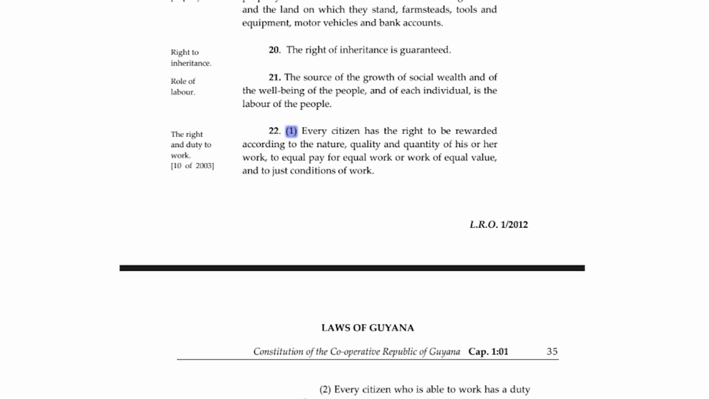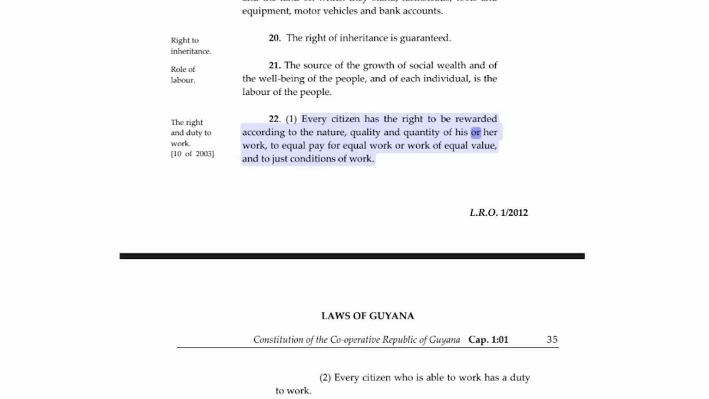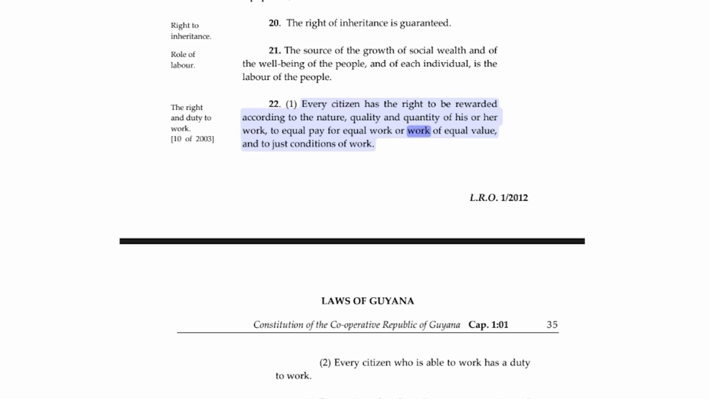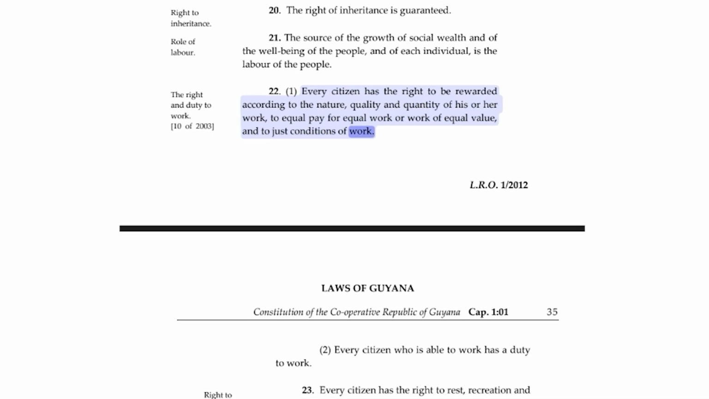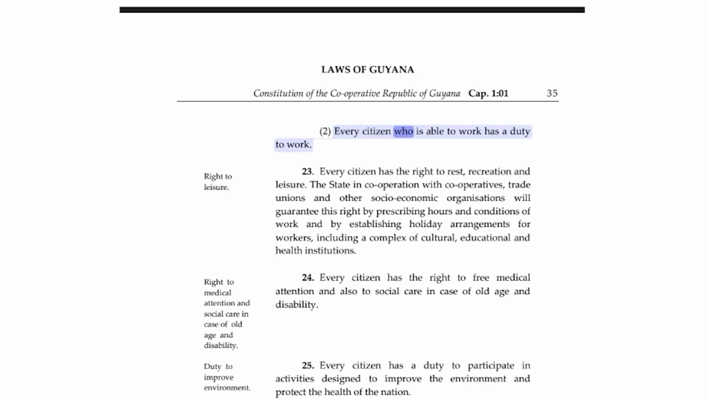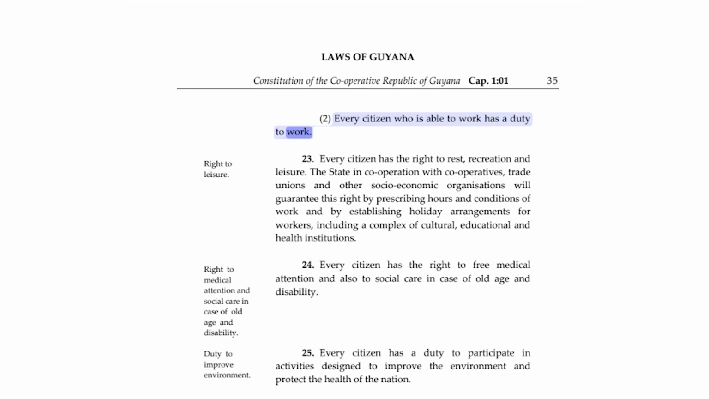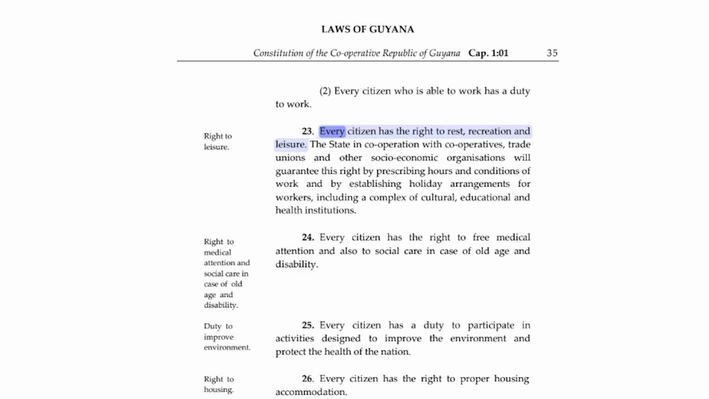22. 1. Every citizen has the right to be rewarded according to the nature, quality and quantity of his or her work, to equal pay for equal work or work of equal value, and to just conditions of work. 2. Every citizen who is able to work has a duty to work. Right to leisure. 23. Every citizen has the right to rest, recreation and leisure.